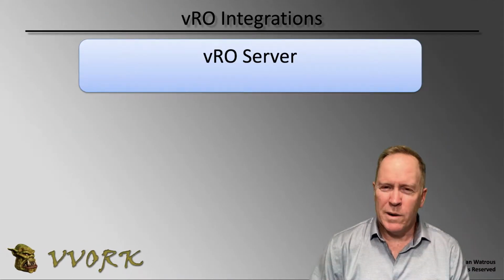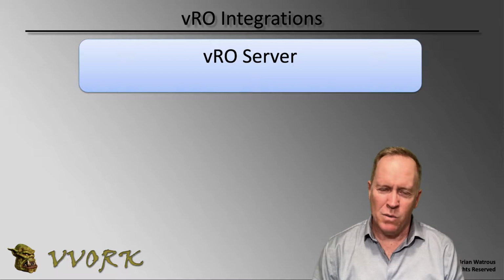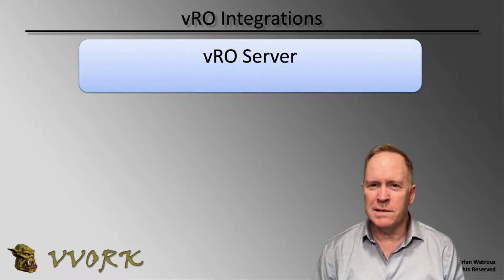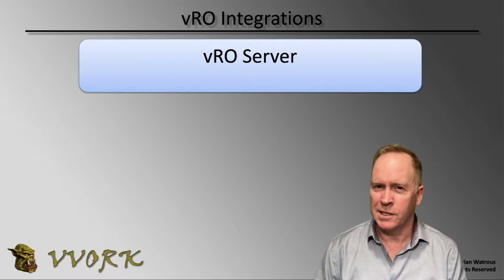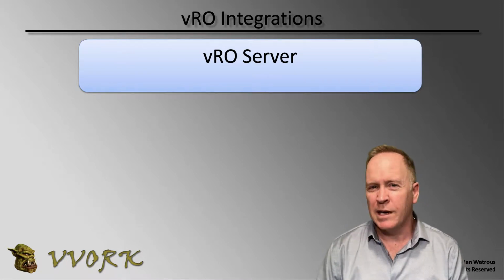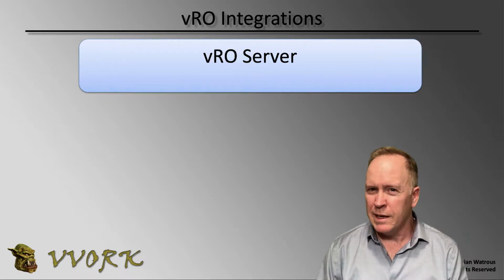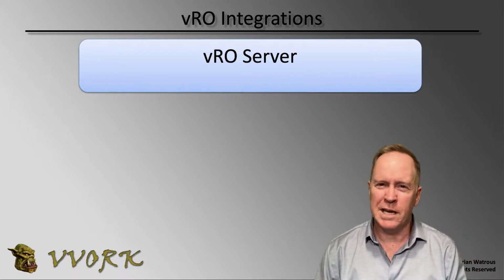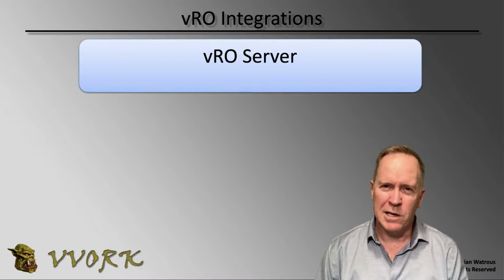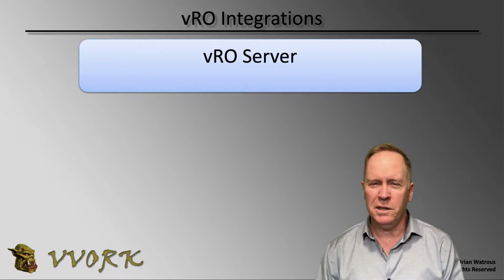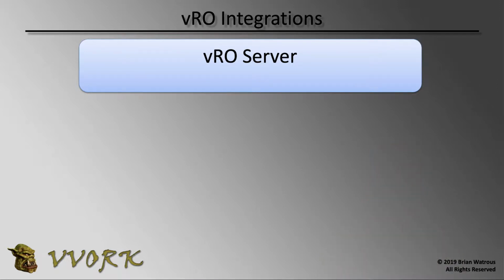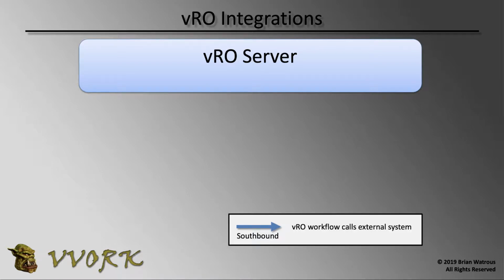All right, so what do I mean by integrations? By that, what I mean is vRO is able to talk to other systems in your IT infrastructure, and conversely, other IT systems are able to talk to Orchestrator. Now, to make clear the distinction between these, when we talk about integrations in Orchestrator, you'll hear us talking about the difference between something called a southbound integration versus, you can probably guess what the next is. We'll see the next one in a moment. But let's talk first about southbound integration.